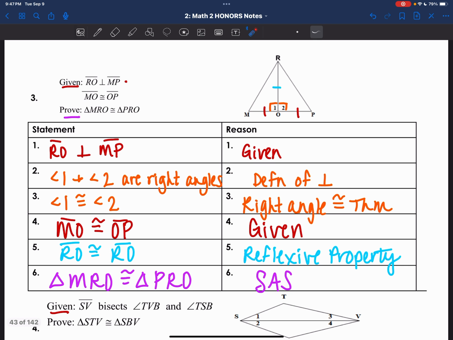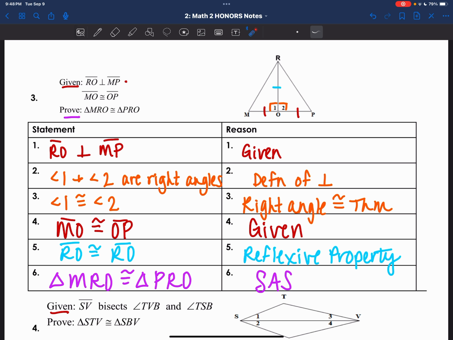All right, so first off, I have this already marked up for you. So we want to do what's given, and I know that RO is perpendicular to MP. So RO and MP, so this is perpendicular, that's perpendicular. And if you notice, I put this guy here, and the reason is because it's given.